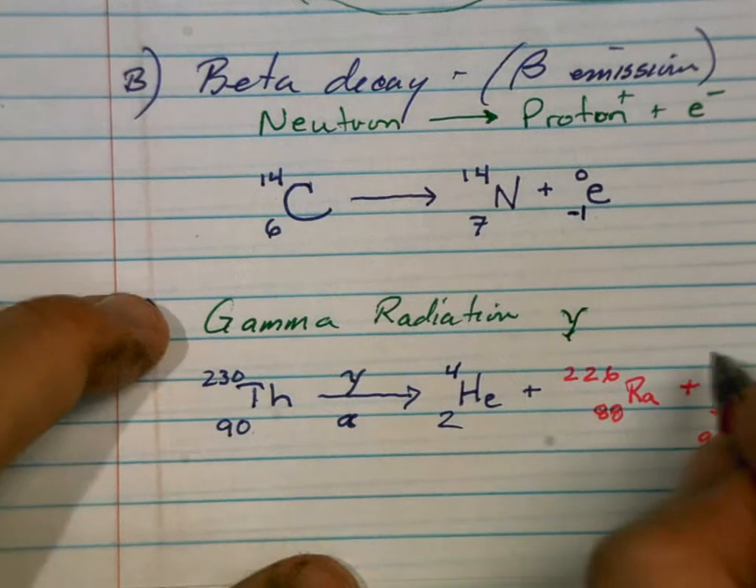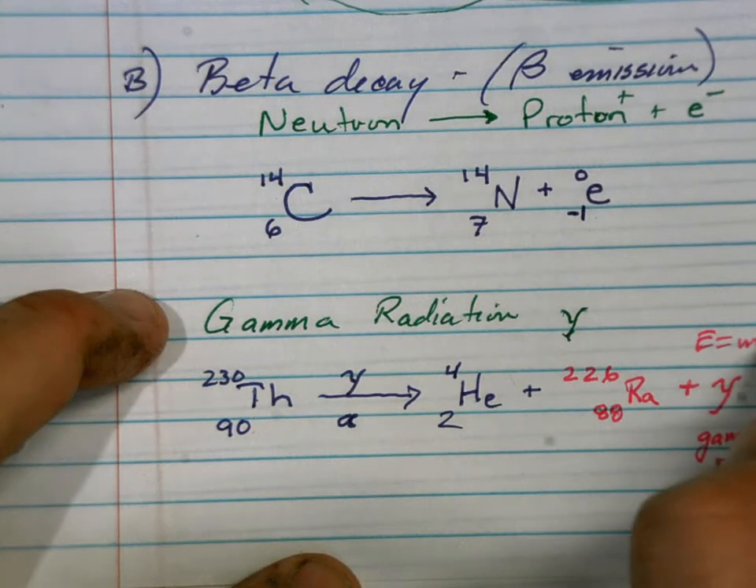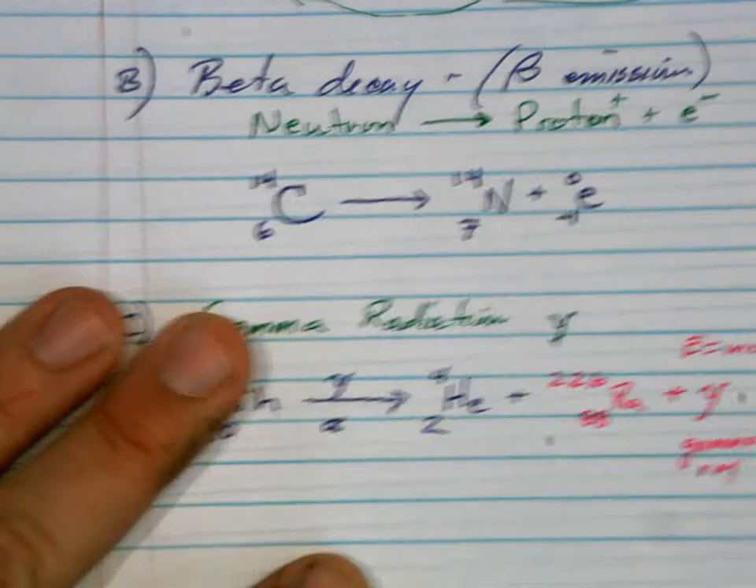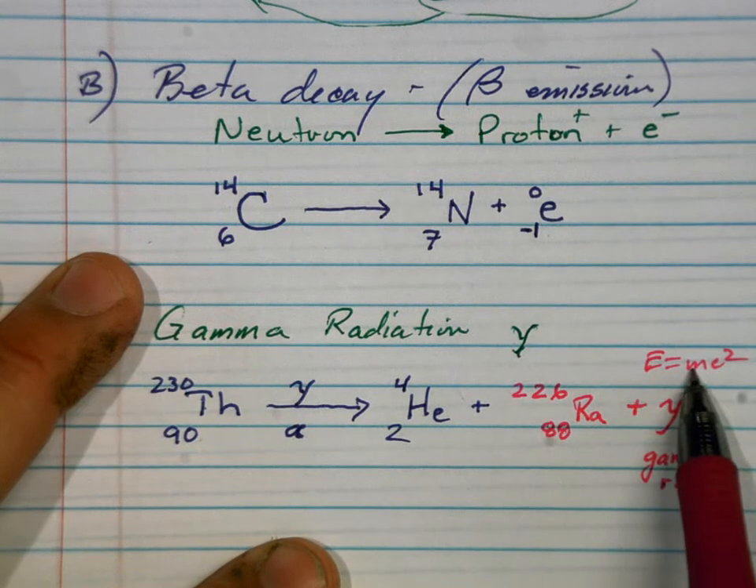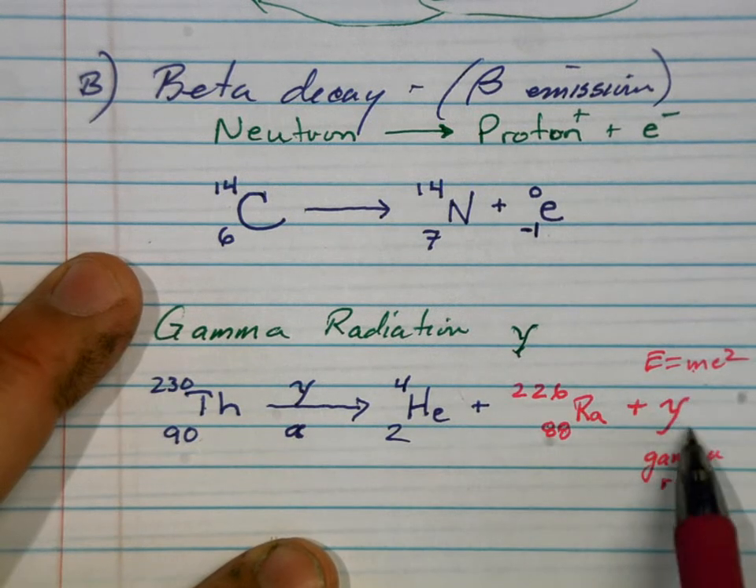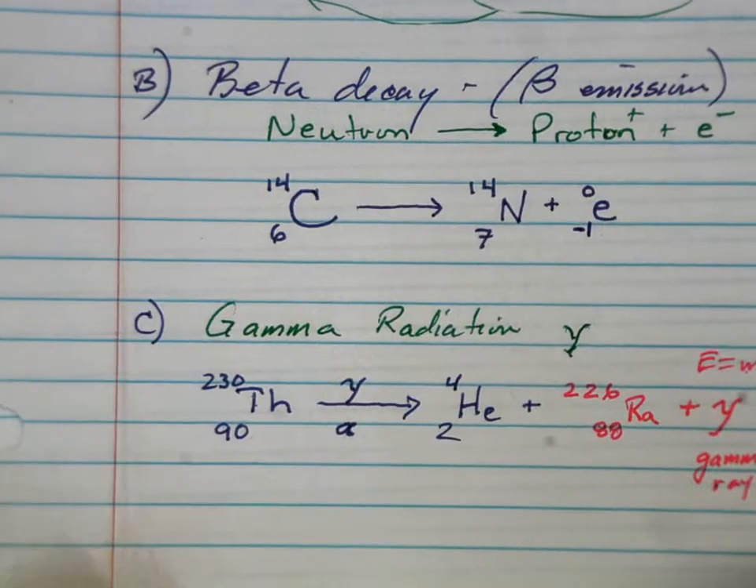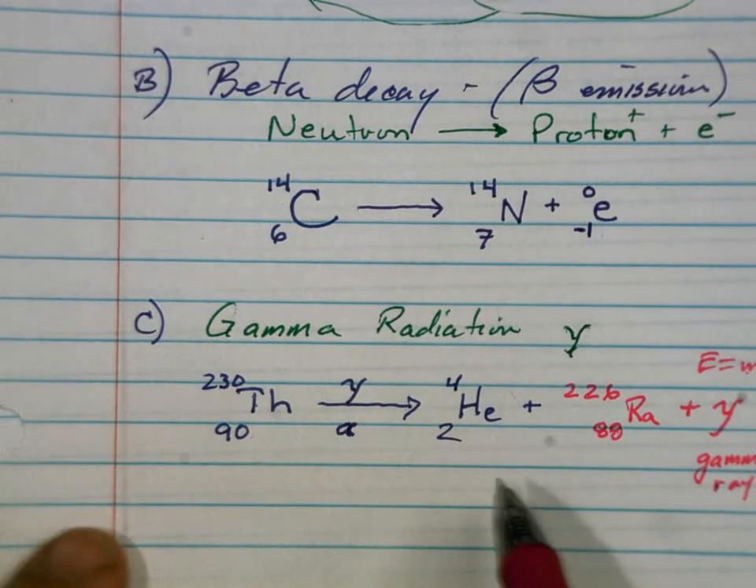Remember the great equation E equals mc squared? Well, a little tiny part of the mass in the process of these reactions gets converted into energy, and that's in the form of a gamma ray. So with that, I think I'm going to stop these notes.